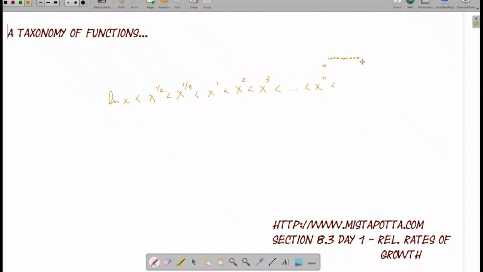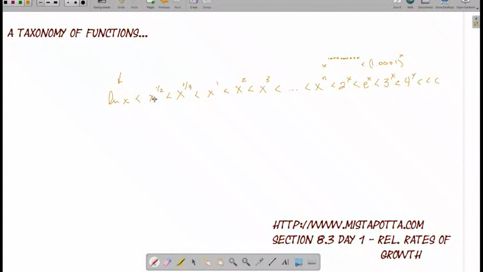I could have x to the 1 billion, and that's still going to be less than 1.0001 to the x. Exponentials will always grow faster than polynomials, even with huge exponents for the polynomial and minuscule positive bases for the exponentials. So here I'm dealing with my exponentials. I've got 2 to the x, e to the x, 3 to the x, 4 to the x. And that's just going to keep going in that direction. Of course, this is going to be really my smallest function that actually goes to infinity.